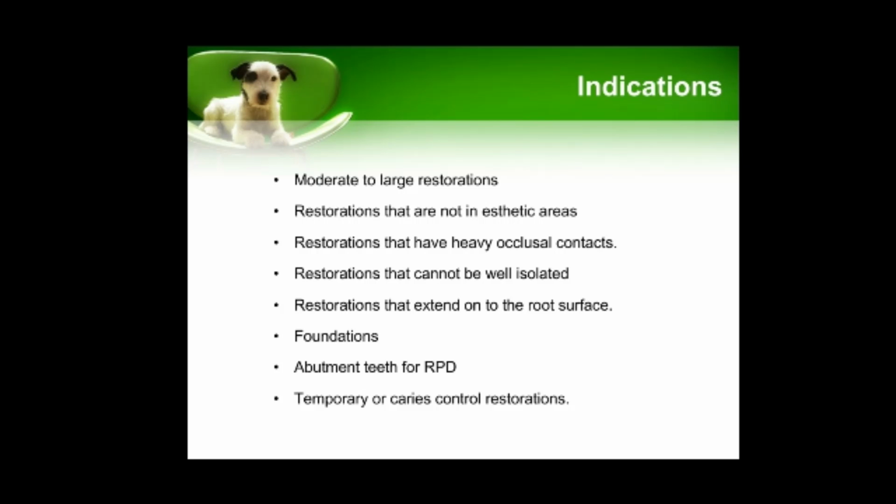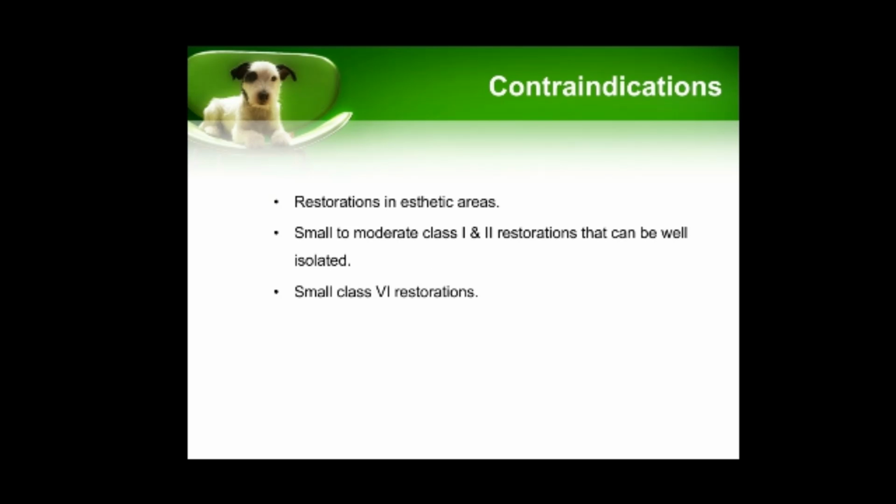Indications: it is indicated in moderate to large restorations that are not in highly aesthetic areas of the mouth, restorations that have heavy occlusal contact, restorations that cannot be well isolated, and restorations that extend onto the root surface. It can be used as a foundation or for abutment teeth for removable partial dentures, and for temporary or caries control restorations. Contraindications of amalgam include aesthetically prominent areas in the posterior region, small to moderate class 1 and class 2 restorations that can be well isolated, and small class 6 restorations.